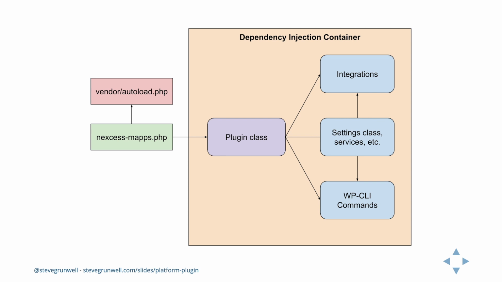If we come back out to this diagram, you'll see that we've covered the three rightmost items, those in blue. We did the settings class, we did integrations, we talked about WP-CLI commands. But what is this big yellowish orange box around them? Well, this is our dependency injection container.